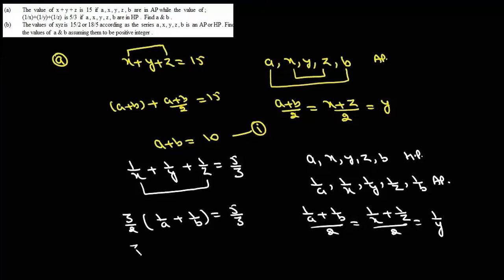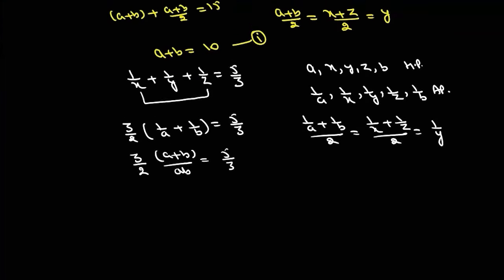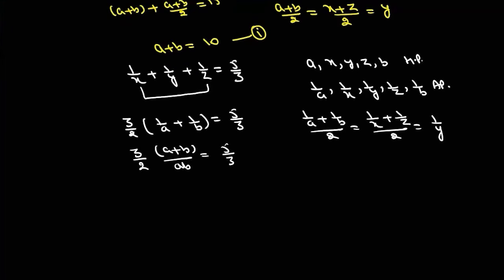Now we can write this as 3 by 2 times A plus B upon AB, and this is equal to 5 by 3. Now we already know A plus B is 10. So if we put A plus B as 10, we can write this as 3 by 2 times 10 upon AB, and this is equal to 5 by 3. Now I'll cancel. We'll get value of A into B as 9. So A into B is 9 and A plus B is 10. Now two equations, two unknowns.